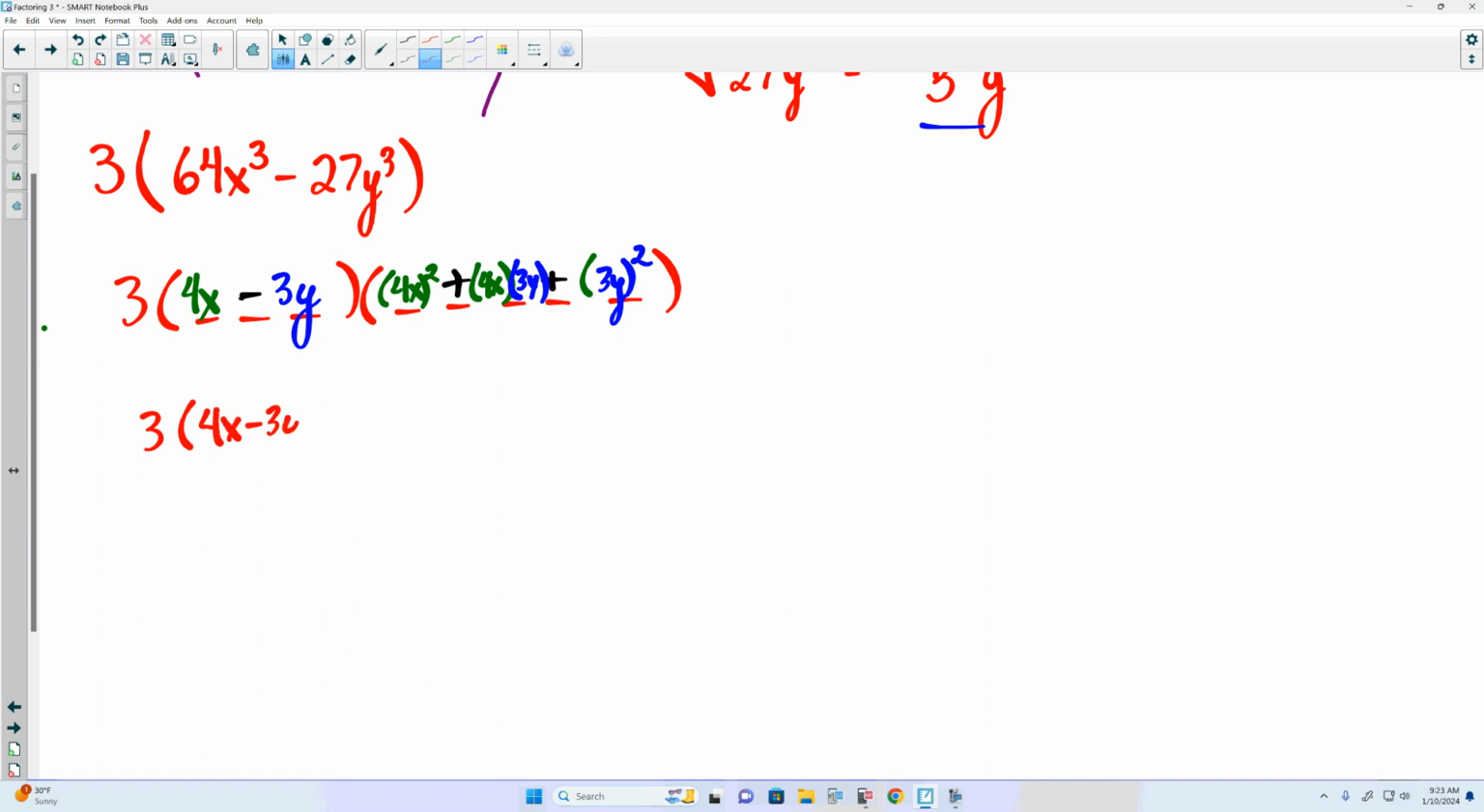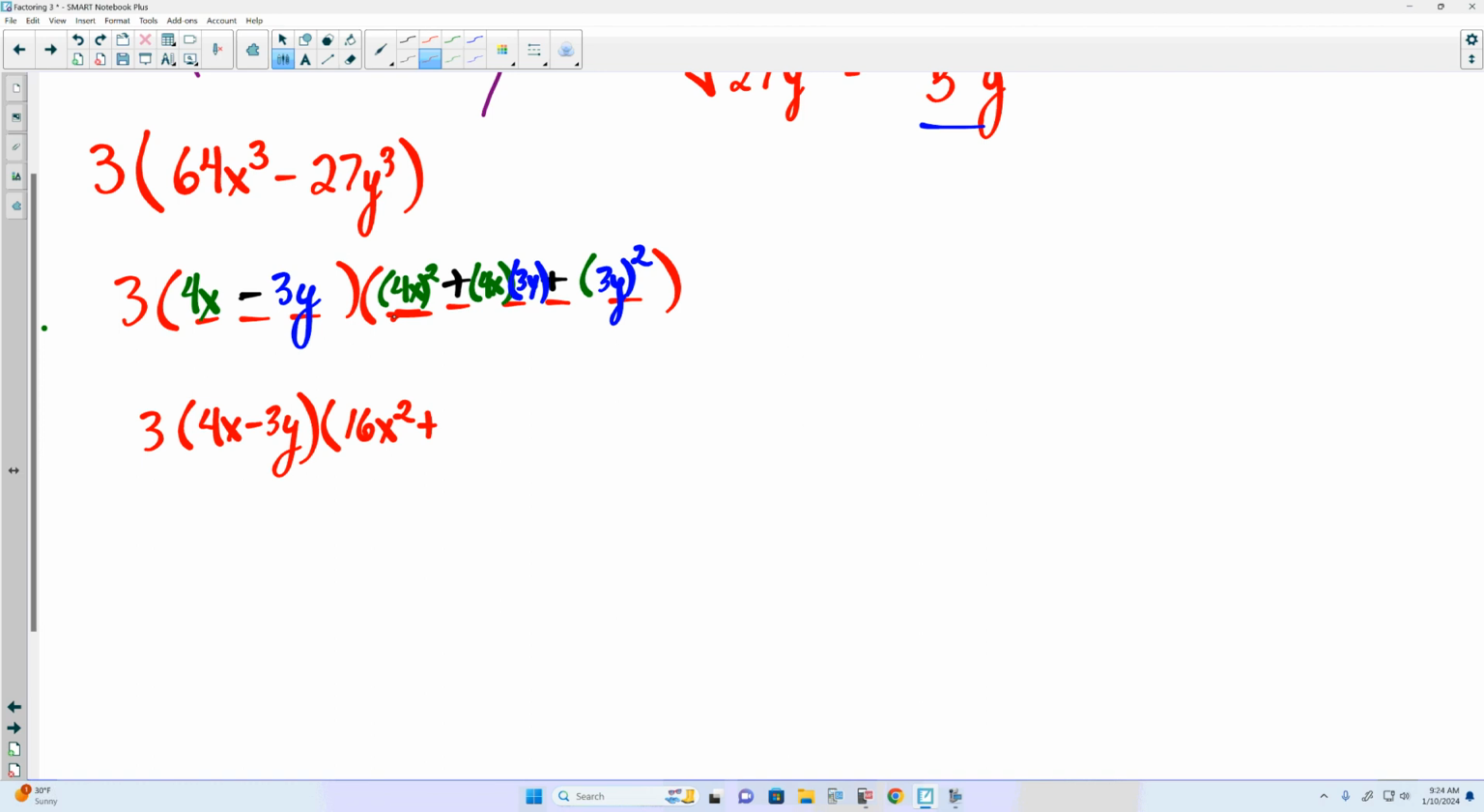Well, finally simplify this down, we would have 3 times our 4x minus 3y. Now we do need to simplify 4x squared. We need to square. 4 squared would be our 16, and then we'd have x squared plus 4x times 3y. Well, here we're squaring it, so 4x times 4x. 4 times 4 would be 16, and our x times x would give us x squared.